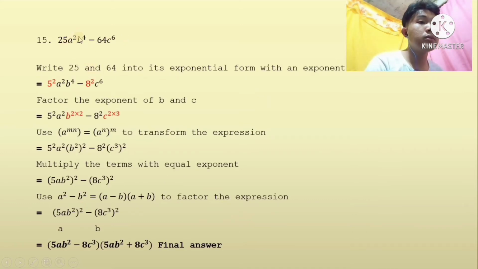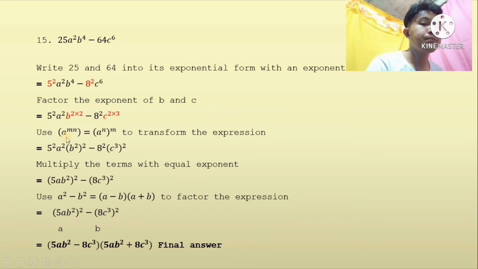Factor 25a squared b raised to 4 minus 64c raised to 6. So first, write 25 and 64 into its exponential form with an exponent of 2. So the 25 will become 5 raised to 2 and 64 will become 8 raised to 2. So then factor the exponent of b and c. So the factor of the exponent of b is 2 times 2, and the factor of the exponent of c, which is 6, is 2 times 3.